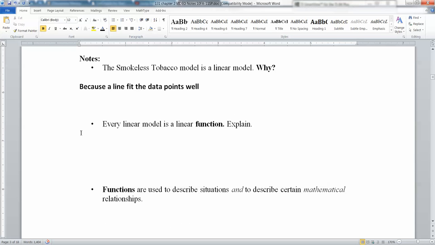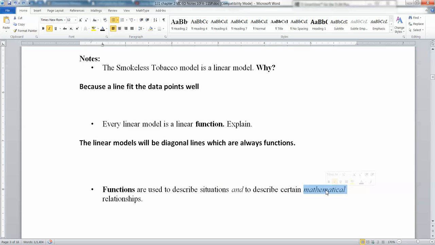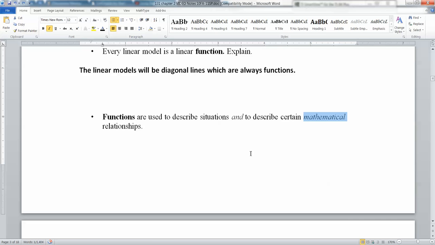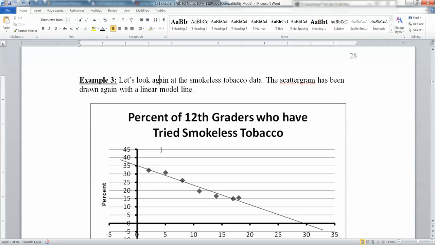Now, every linear model is going to be a function, or linear function. Why? Well, because linear models are always diagonal lines, and diagonal lines, we learned in chapter 1, are always functions no matter what. So functions are going to be used to describe situations and to describe relationships. So we're going to do them in real life situations, like with story problems, that's what this is saying. So to describe situations, story problems, and to describe mathematical relationships. So we're going to do both. Mathematical relationships being the normal algebra thing.